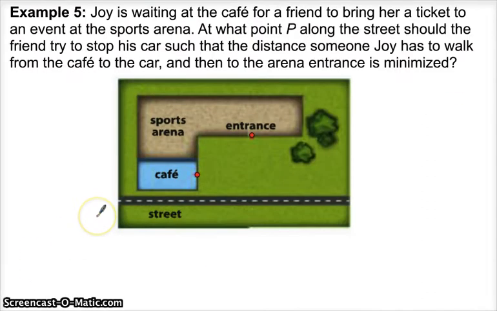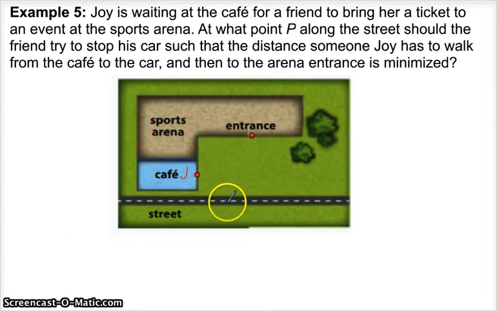All right, last one. Joy. Oh, Joy. She's waiting at the cafe for a friend to bring her a ticket to an event at the sports arena. So she's here. She's starting out here. Let's just call this J. And then she is going to meet someone in a car. Sounds like a shady operation. She's going to meet someone in a car somewhere along this road.